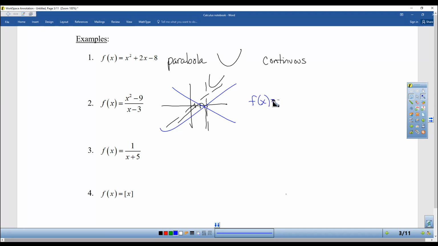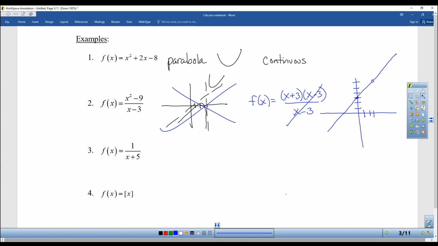f of x is equal to (x plus 3)(x minus 3) over (x minus 3). It's a line. But is it continuous? No. You might remember from previous courses that there's still a hole at 3. And if you were ever wondering why we learned that, now you know. So this is the line x plus 3. So it's going to start here, and then by the time it gets to 3, it's going to be up at 6. But it still has a hole.